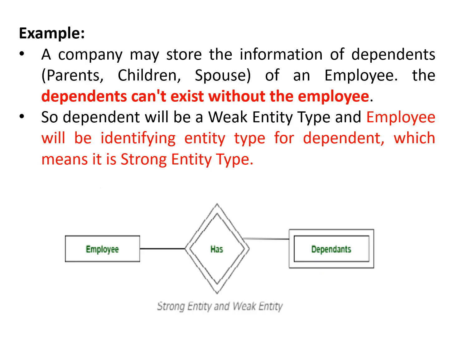Example. Here a company may store some information of the dependents, for example, parents, children, and spouse of an employee. The dependents can't exist without the employee. So dependent will be a weak entity type and employee will be the identifying entity type for dependent, which means it's a strong entity type. So we can say it is a double rectangle, or called a weak entity set.